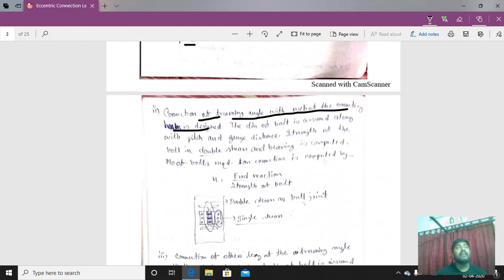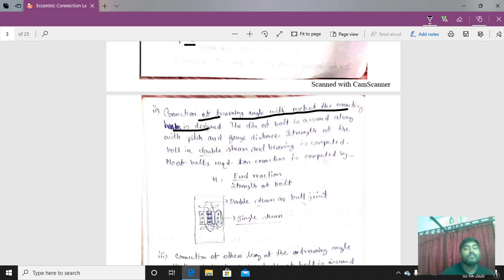Now how to design that? First we have to assume the diameter of the bolt. That means which will be the diameter of the bolt that is assumed. Then the pitch and the gauge distances are assumed. We know how to assume the pitch and gauge distance. If you can recall, we have done this in the bolted connection, how to assume the pitch and the gauge distances, the minimum pitch and minimum gauge distance. From there we have to assume the pitch and gauge distance for the connection.